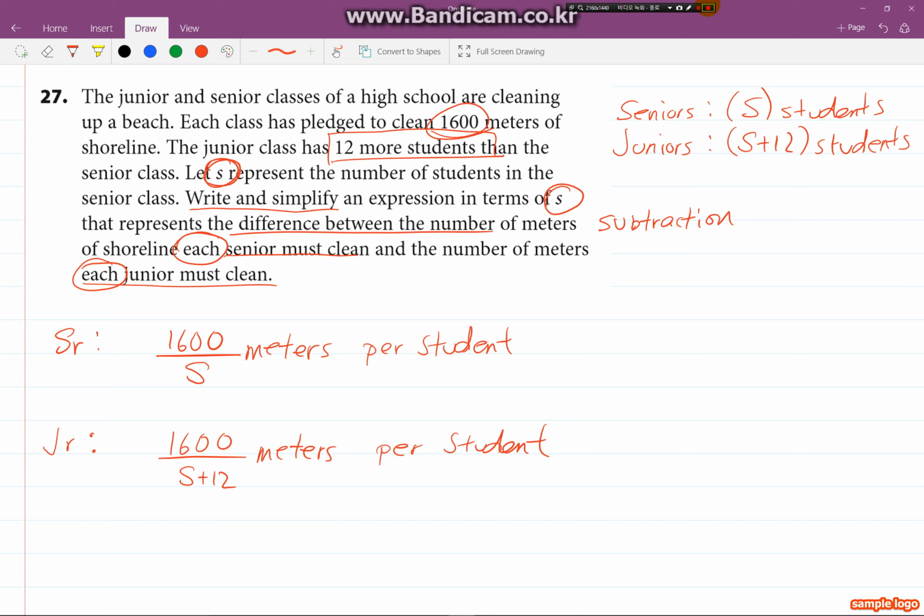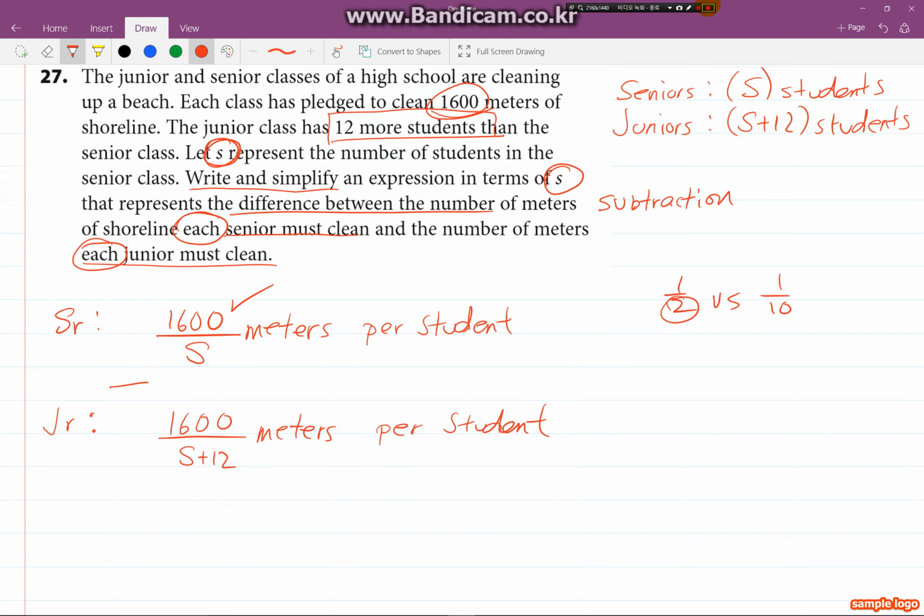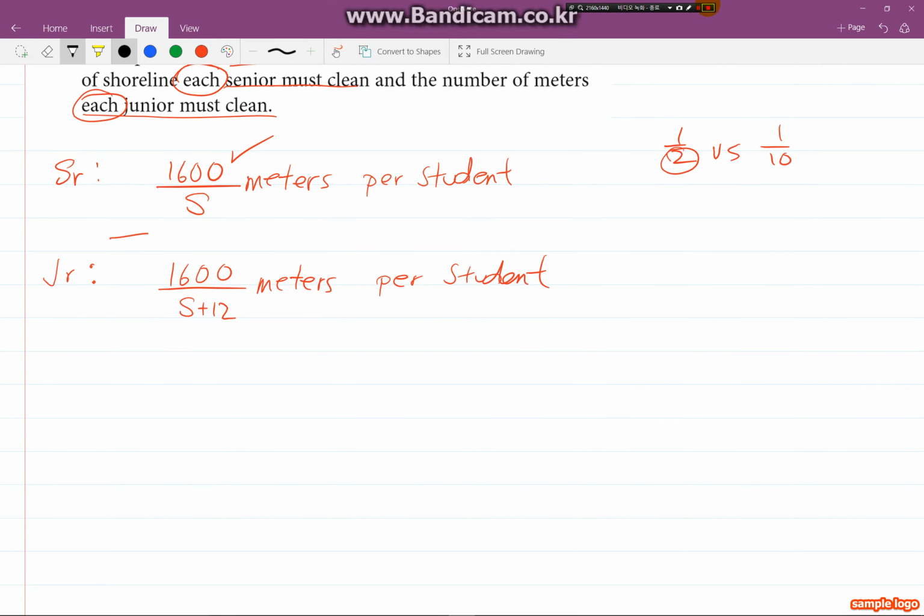Now, when you're comparing fractions, if the numerators are the same and the denominators are different, how do you tell which is the bigger number? Well, let's compare a half versus a tenth. Ten's a bigger number, but it's a smaller fraction, isn't it? Would you rather have half a pizza or 1/10 of a pizza? So the smaller the denominator, the bigger the fraction, which means this is the bigger fraction. So we're just going to subtract these two fractions as they are. Okay, let me go ahead and rewrite this in the standard form.